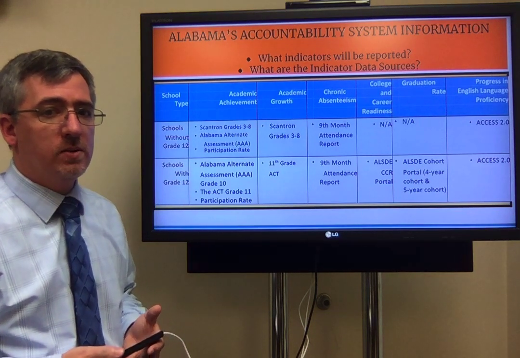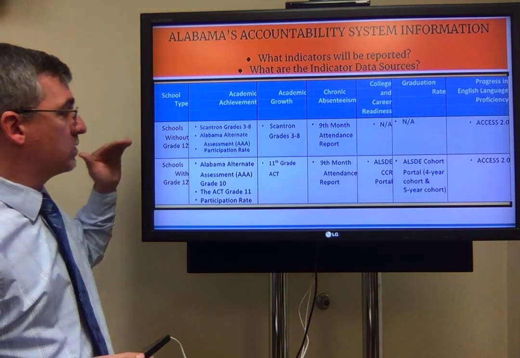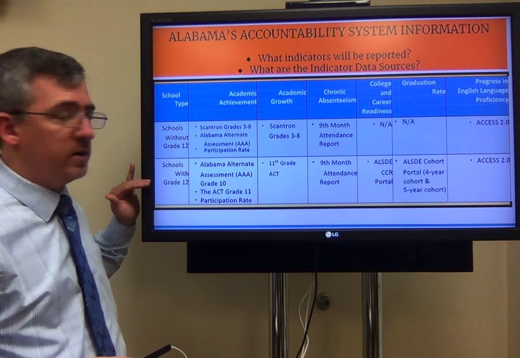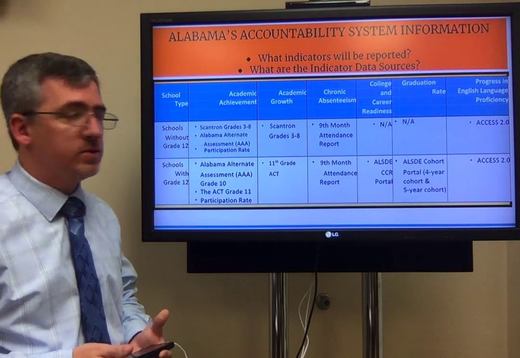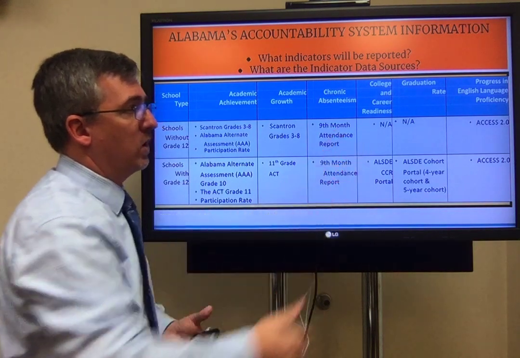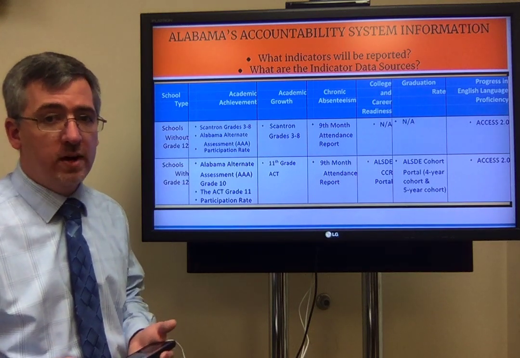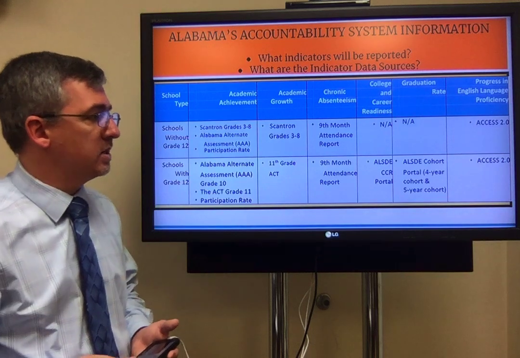It is important to note that these are viewed differently depending on if your school does not have a grade 12 or does have a grade 12. A K-3 elementary school wouldn't need to think about graduation rate or college and career readiness indicators, but a K-12 high school would look at those things.